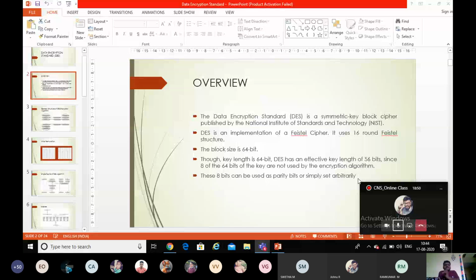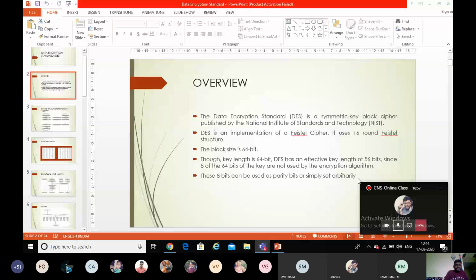So what is the second one? This is an implementation of Feistel cipher. Feistel cipher is a structure used for encryption and decryption. It is somewhat a new structure, right? In our fourth unit, we can see more about that Feistel cipher briefly. And it has 16 rounds.